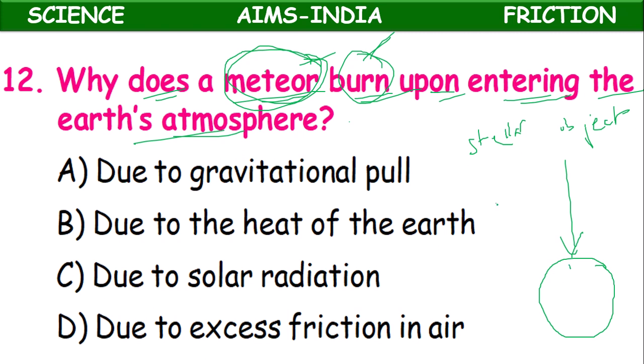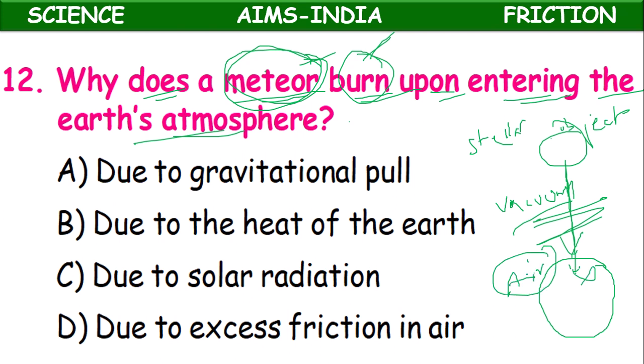In space, before entering the Earth's atmosphere, it will be in vacuum. The meteor, which is falling from outer space, will be traveling in vacuum before reaching the Earth. While reaching the Earth, it comes into contact with air, which is a fluid, which will exert fluid friction, and because of that fluid friction, this meteor will become hot and it will burn.